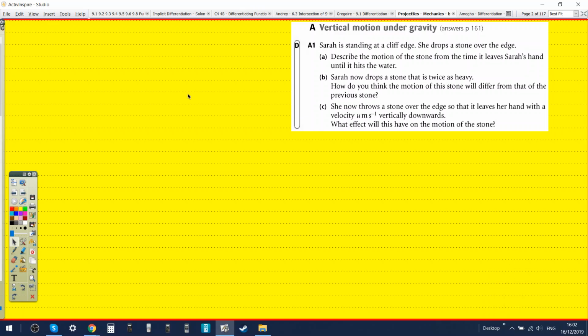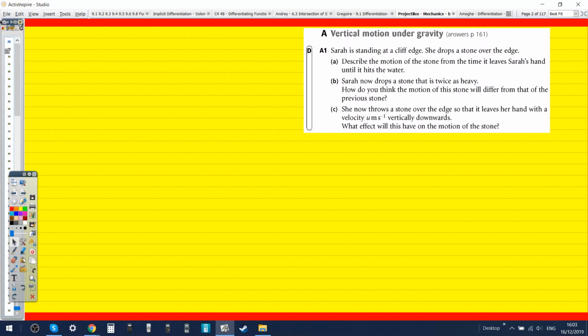So the first one, it would be just falling downwards. Yes, the motion of the stone. So I think, and is there anything you could say about its speed or anything like that? Will it be falling at 9.8 meters per second? Yes. Its acceleration will be g, 9.8.